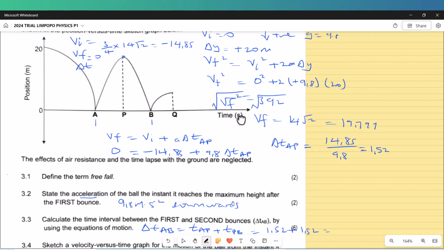Which answer do you get there? That side times 10 to the power negative 9 here. It gives me 3.04 seconds. Now the distance from P to B, let's check my answer again.